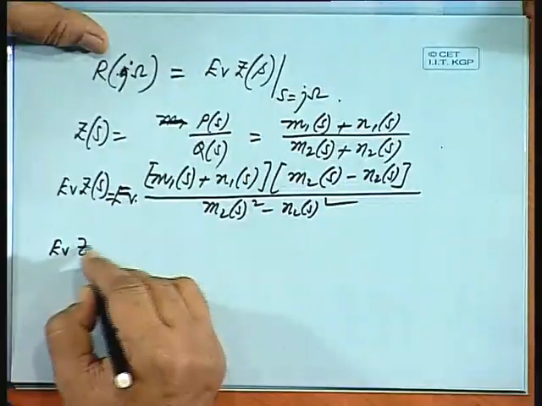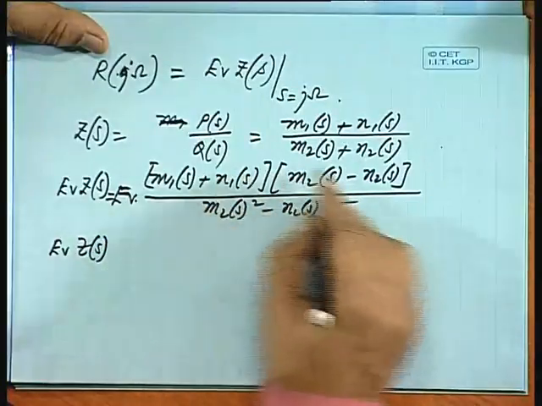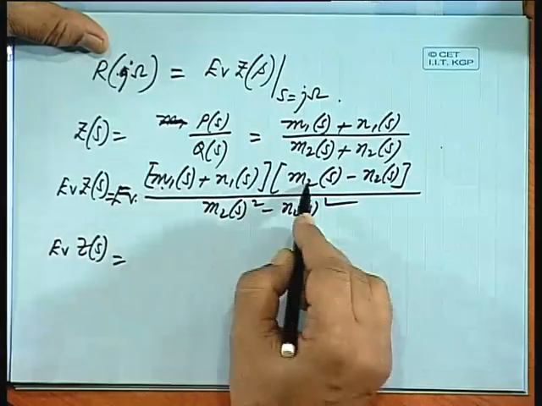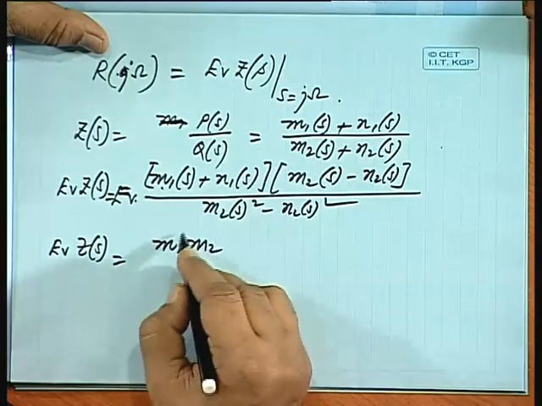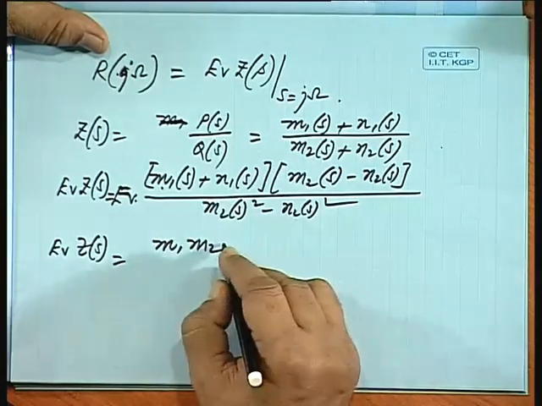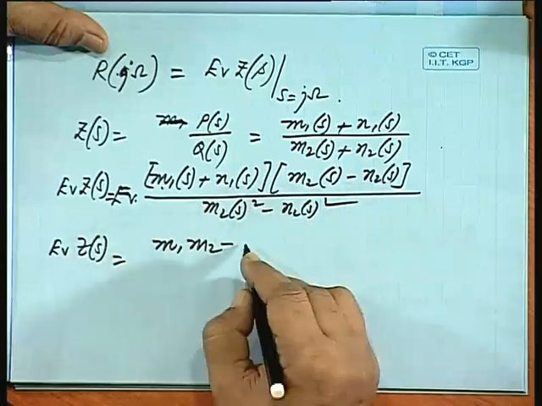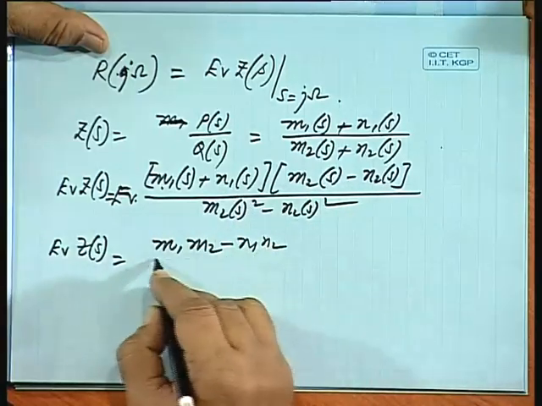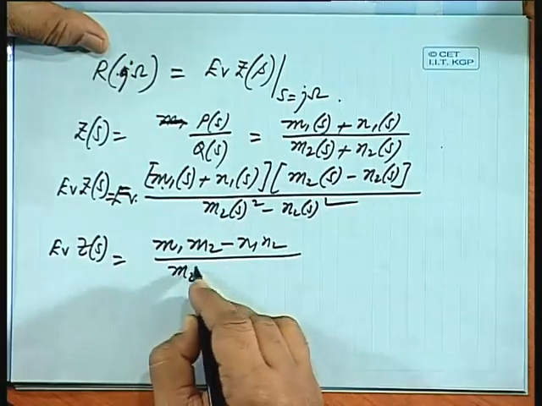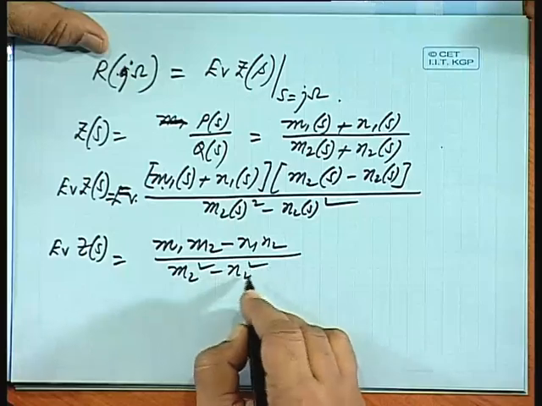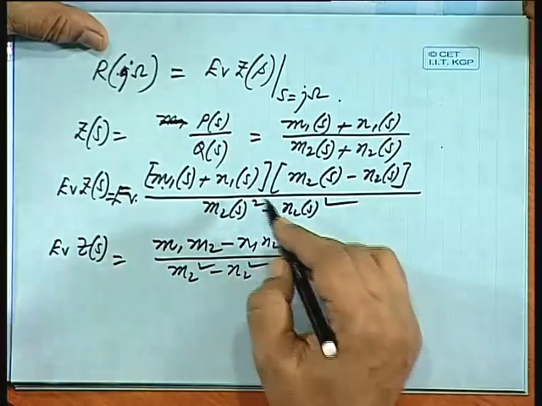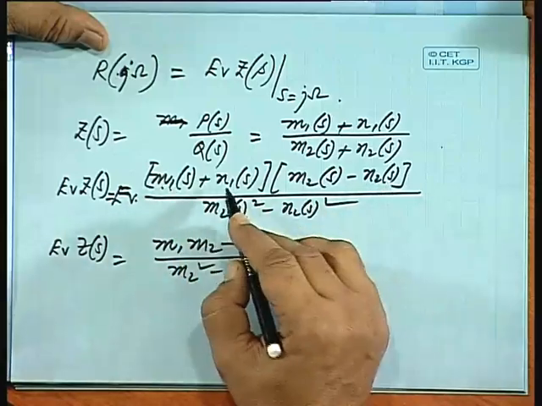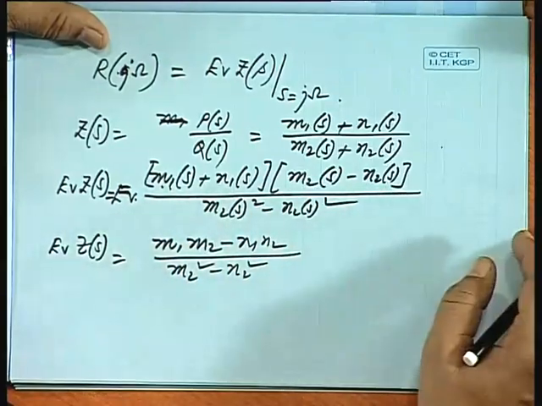So, the even part, therefore, even Z(s), that is the even part of this, can be written as M1 M2, if you permit me, I will not write the argument s anymore, minus N1 N2 divided by M2 squared minus N2 squared. Okay. And M1 N2 minus N1 M2 will correspond to the odd part.